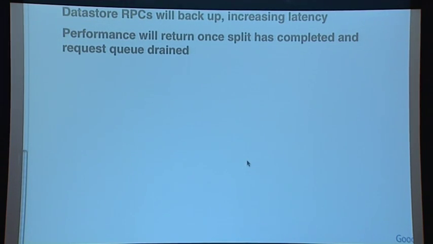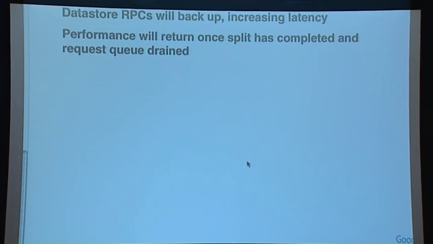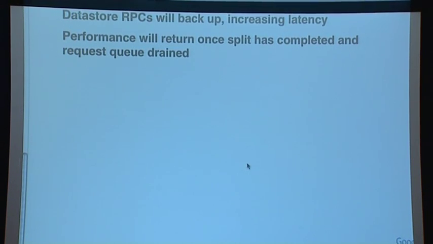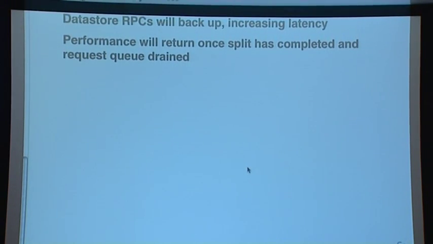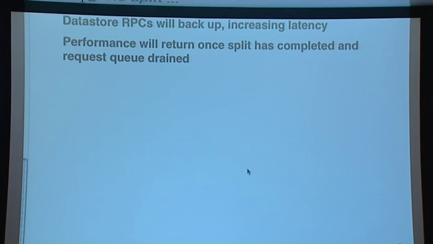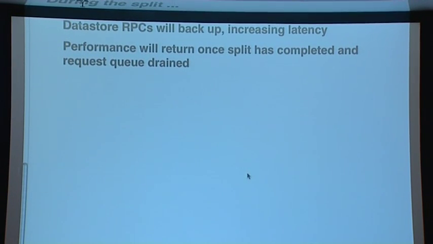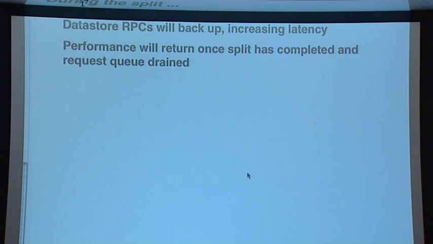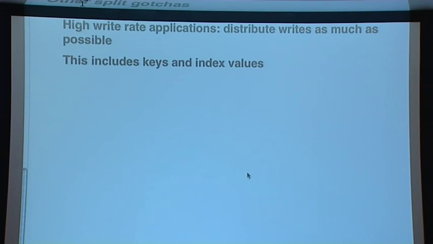However, during the split, data store RPCs back up and performance slows down while we're doing the split, but then it catches back up. So you don't want to do a lot of these splits because it slows your application down and can create a little bit of instability. The other thing is the high write rate. You want to distribute writes as much as possible, so you have to be really smart about how you create your keys. And this was the original problem I'm talking about.